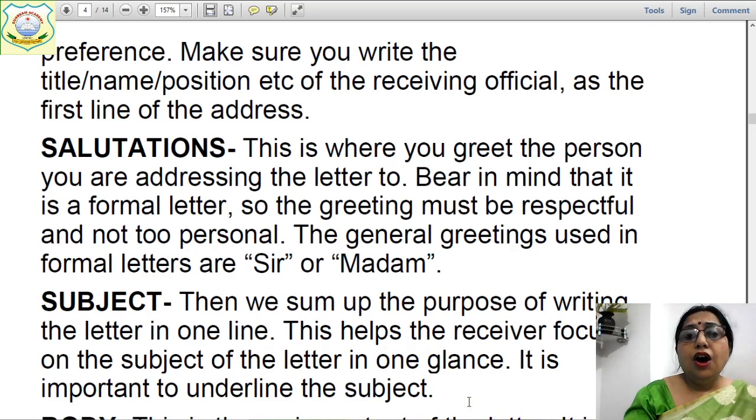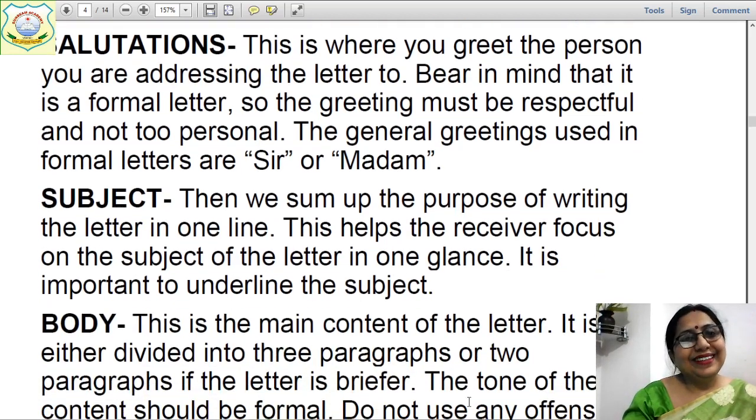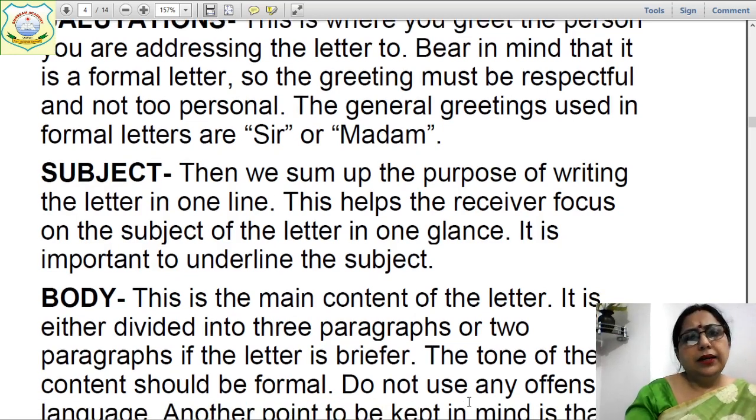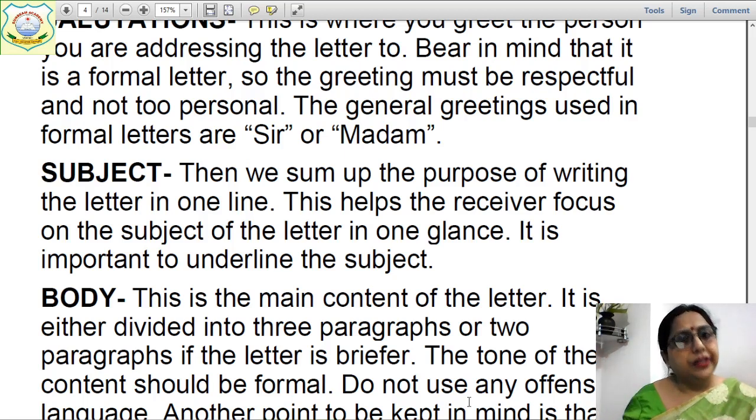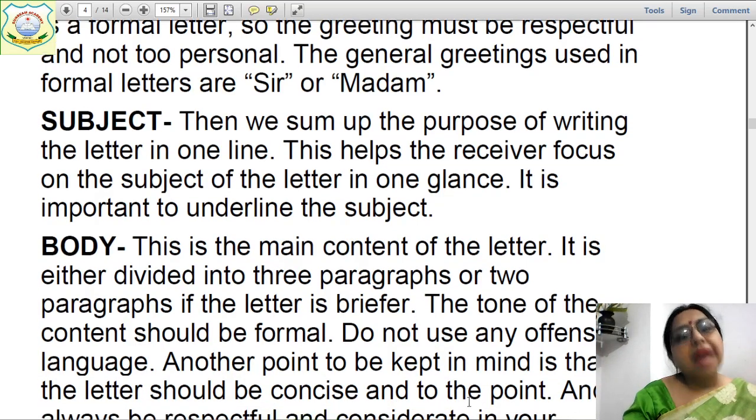Of the receiving official as the first line of the address. Then the salutation. This is where you greet the person you are addressing the letter to. Bear in mind that it is a formal letter, so you have to be very formal. The greeting must be very respectful and not too personal. The general greetings use my dear sir, my dear ma'am. No. It should be very, very formal, nothing personal. So the general greeting used in formal letters is sir or madam.